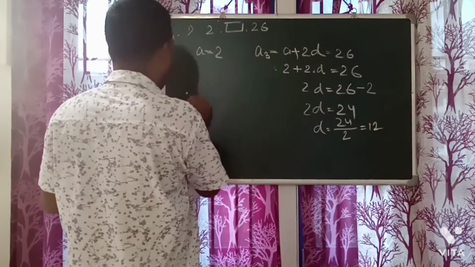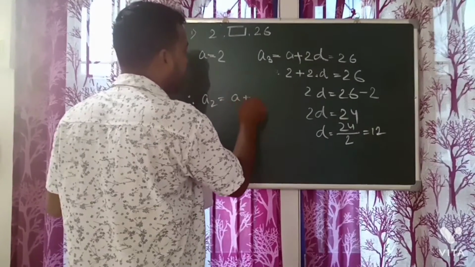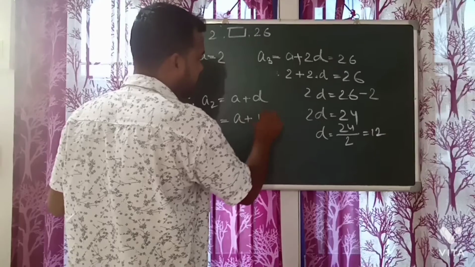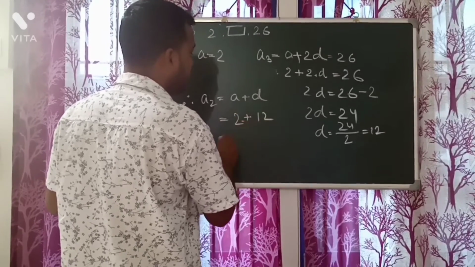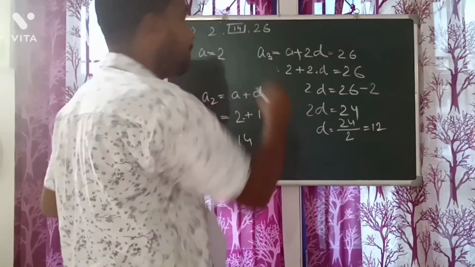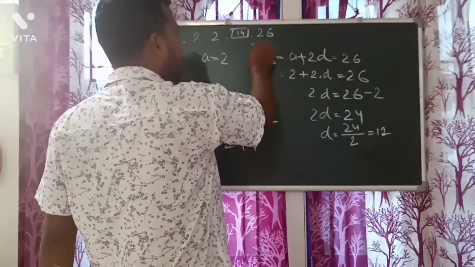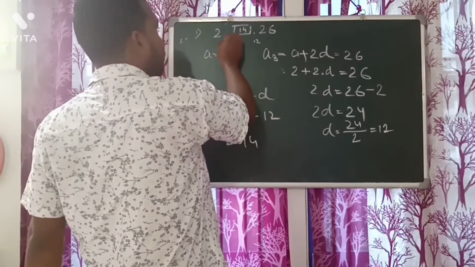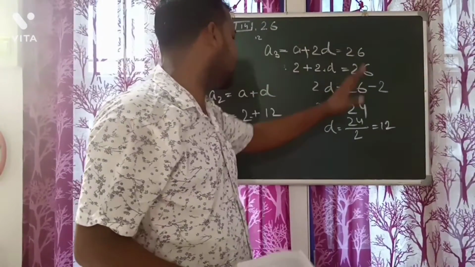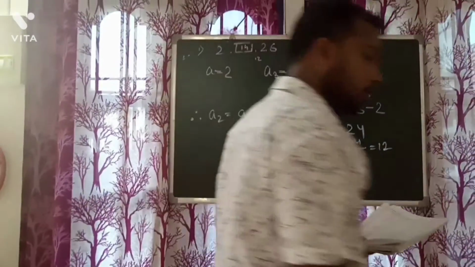Therefore, the second term A2 is equal to A plus D, which is equal to 12 plus 2. That means it will become 14. Now see, when you subtract 26 minus 14, it became 12. Then 14 minus 2 also became 12. Just do this part inside and put 14 in the box. Okay, first one is finished.